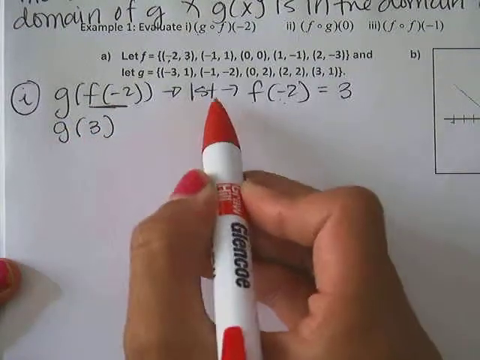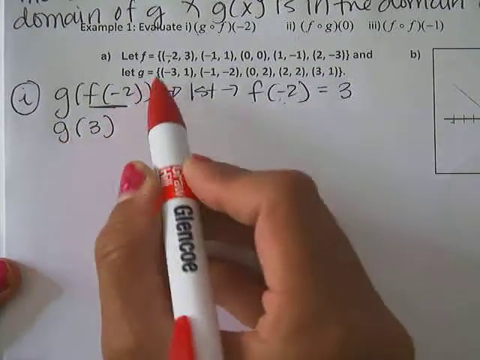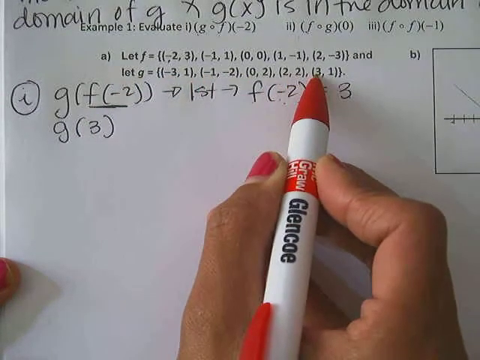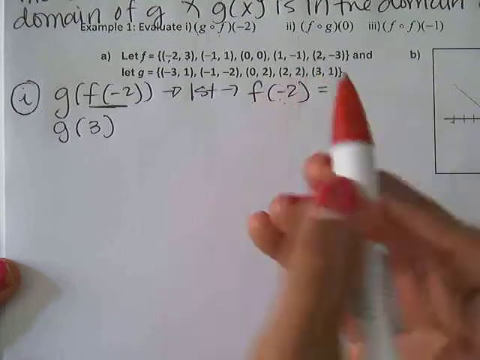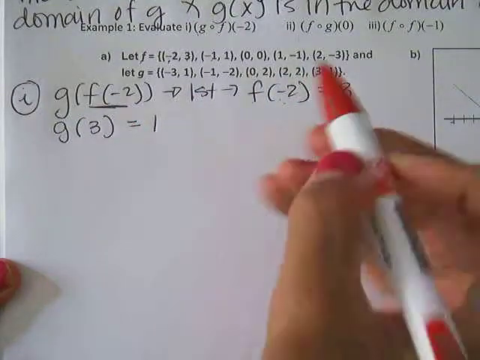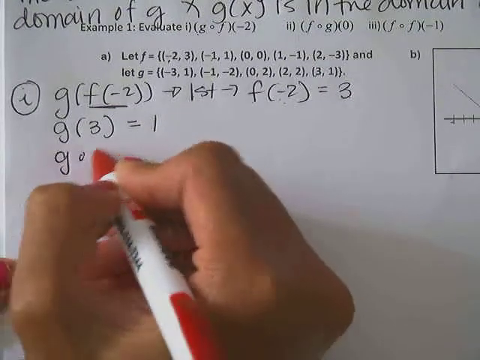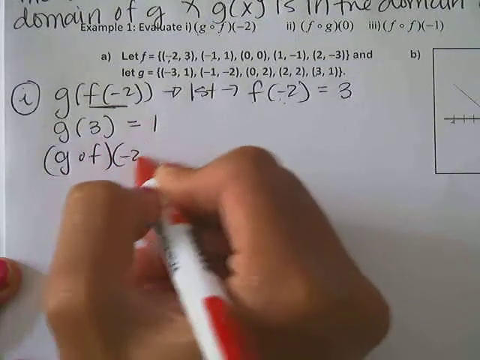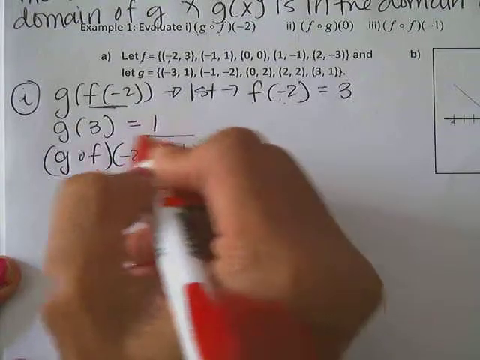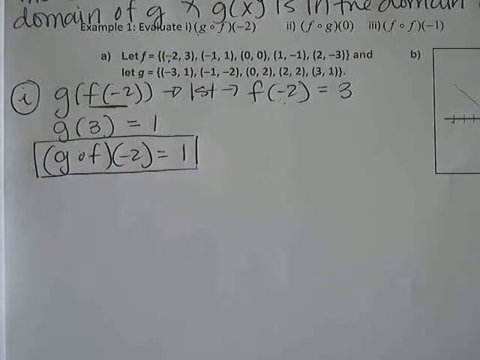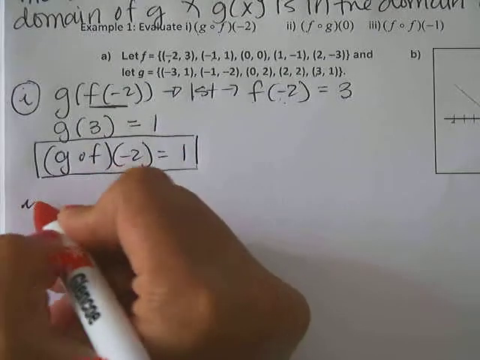This is what you have to do first. So g of 3: now I'm going to look at g. Which one has an input of 3? This last piece has an input of 3, and the output is 1. So g of f of negative 2 equals 1. You do have to write the original problem and give me the answer.